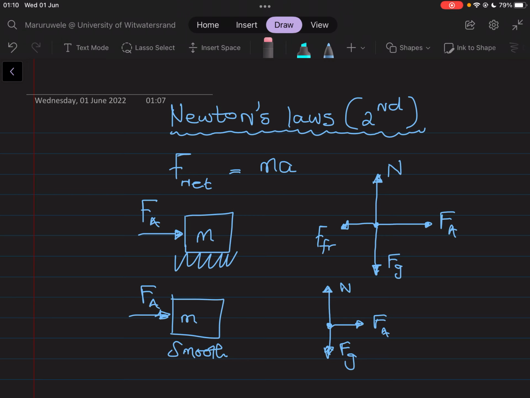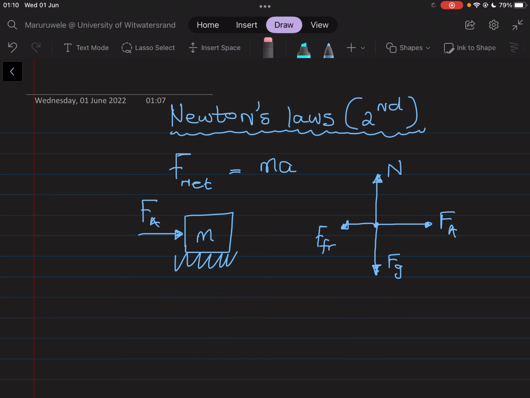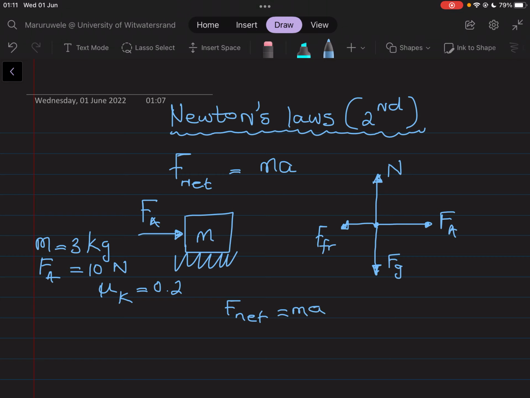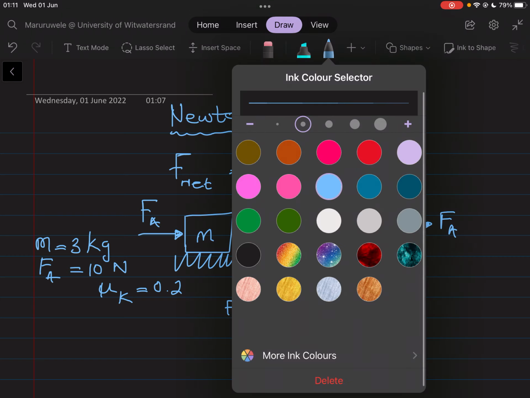Okay, so let's look at an example to this problem. Let me just assign random numbers to this. Let's say the mass is 3 kg and the applied force is 10 newtons, and they give you the coefficient of kinetic friction, which is 0.2. So when you're calculating, you're gonna say the sum of all forces is equal to ma. You have to understand how your system goes about.